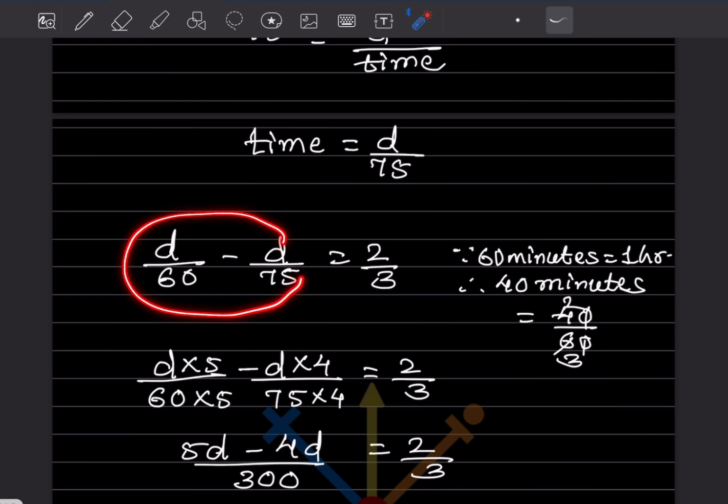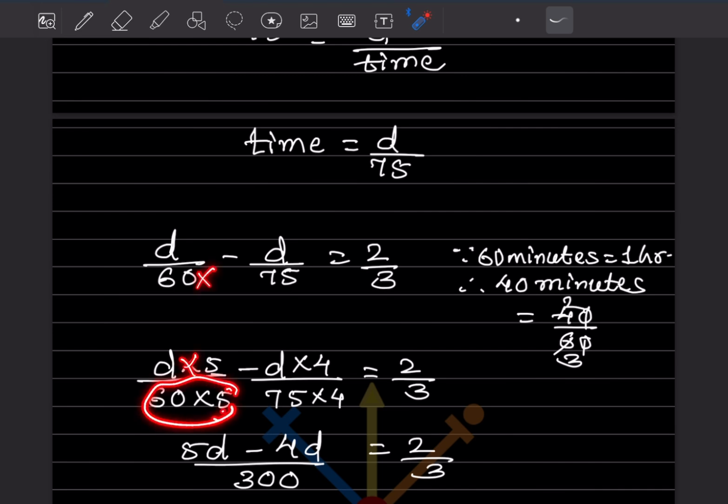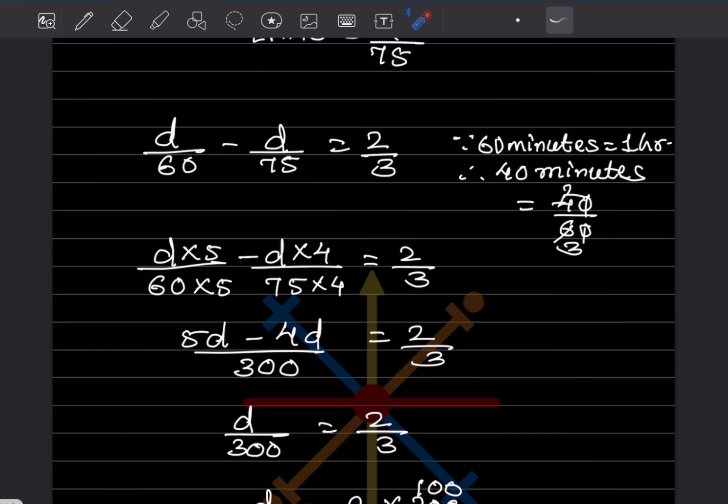Now let us take this left hand side. We'll take the LCM because the denominators are different. So the LCM is going to be 300. So that will be 60 into 5. So this is multiplied by 5. This also should be multiplied by 5. 75 into 4. So this also multiplied by 4. And this will be same. So this is going to be 5d minus 4d divided by, because the LCM we have to write it only once. That will be 2 by 3. 5d minus 4d, that is going to be d by 300, that is 2 by 3.